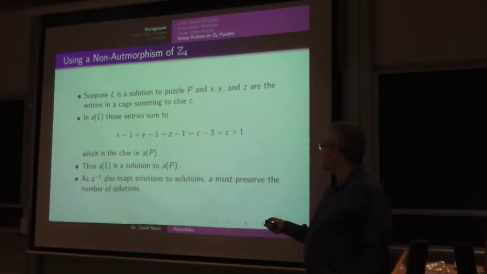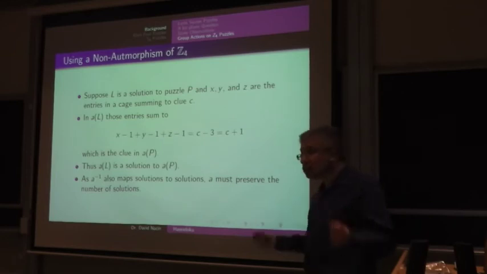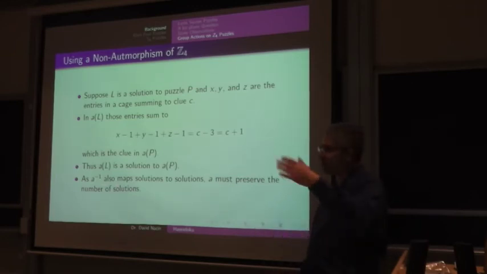So this is going to map solutions to solutions. Not only that, we can't generate any extra solutions as well, because this map is invertible, and otherwise we go back and forth and get a ridiculous number of solutions, which can't be possible. So this actually preserves the number of solutions.